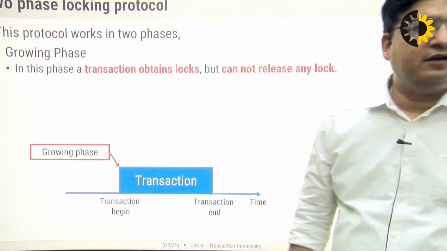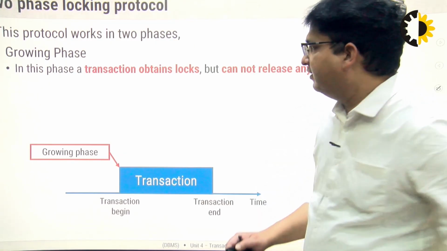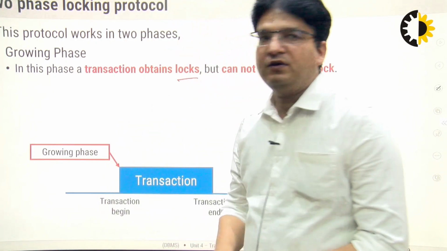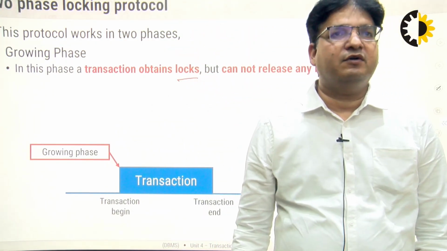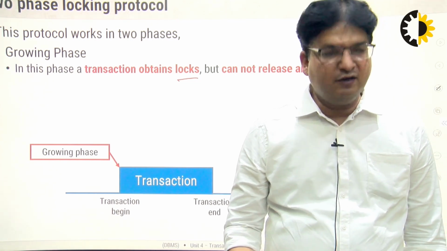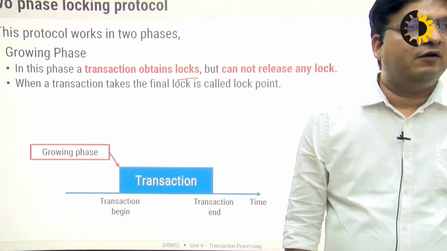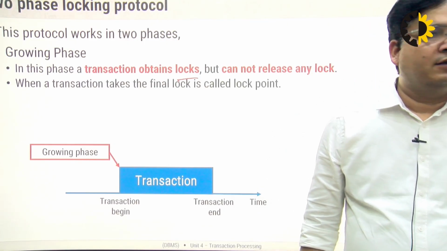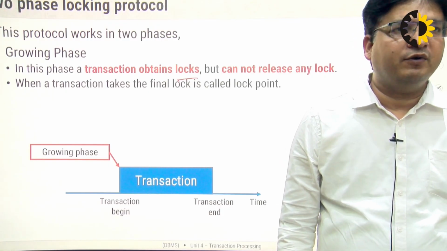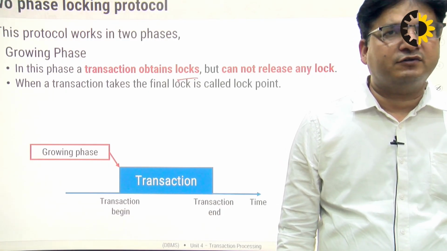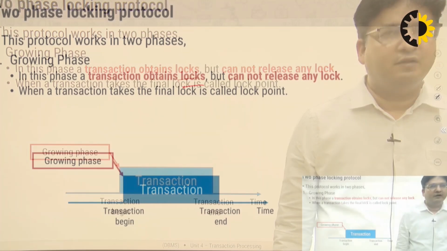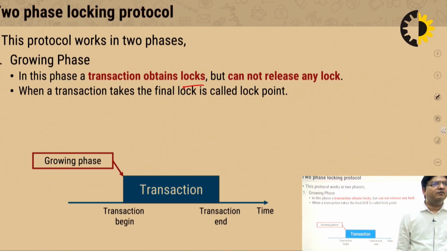That is, here the transaction obtains the locks, but it cannot release any lock. So this phase is towards the beginning of the transaction, whereby it obtains locks, but cannot release any lock. Now, when a transaction takes the final lock, that is known as the lock point. The lock point is the point after which no further locks will be granted by the lock manager. That will be the final lock.